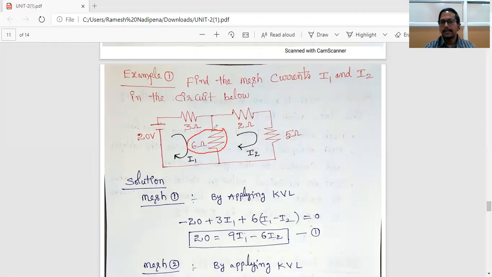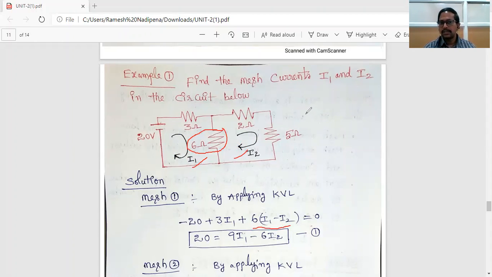In the 6 ohm resistor, two currents are flowing. The reason is this element is common between the first mesh and the second mesh. That's why two currents are flowing through the 6 ohm resistor. So here it is 6 into (I1 minus I2). Why I1 minus I2 here?